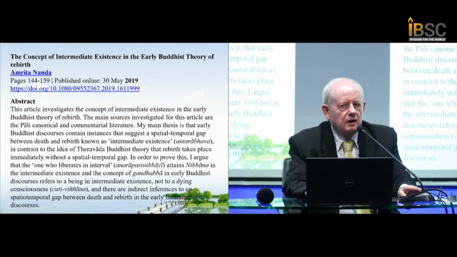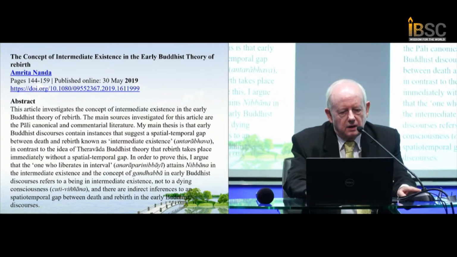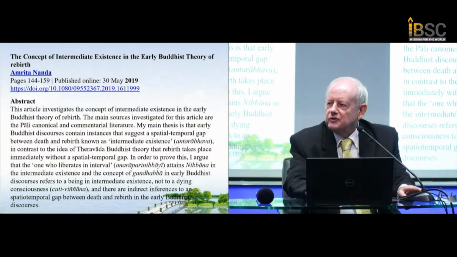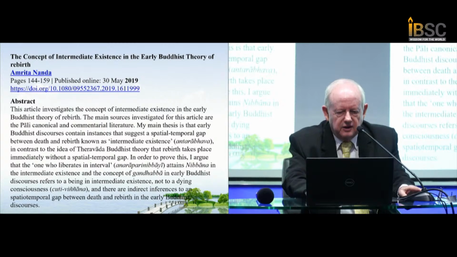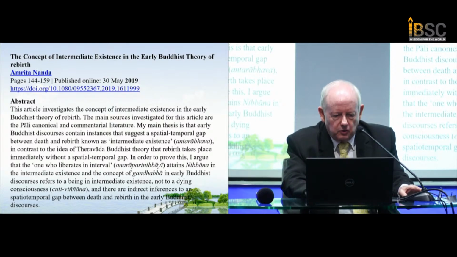Amritananda's article focused on antarabhava, or the intermediate state, and he argued that early Buddhist discourses contain instances that suggest a spatiotemporal gap between death and rebirth, known as Bardo if you do Tibetan, or antarabhava if you study Pali, translated as intermediate existence, in contrast to the idea of Theravada Buddhist theory that rebirth takes place immediately without a spatiotemporal gap. In order to prove this, he argued that the one who liberates in the interval attains nibbana in the intermediate existence, and the concept of gandhabba in early Buddhist discourses refers to a being in intermediate existence, not to cuti vijnana, or a dying consciousness.